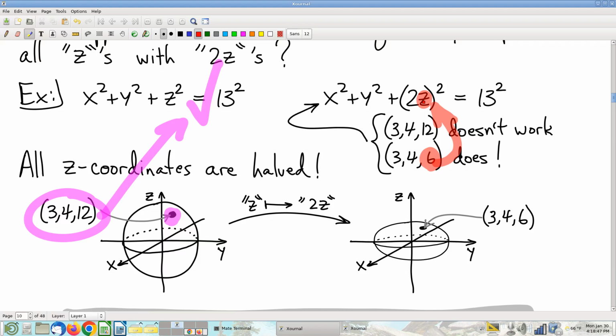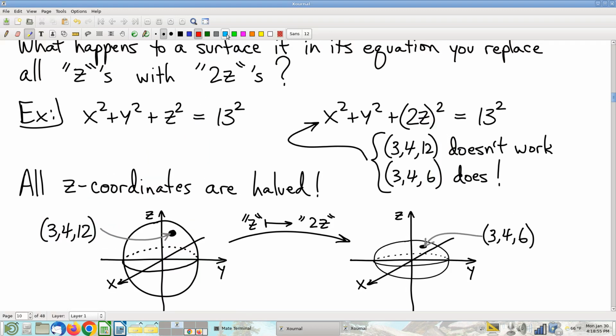Everybody kind of see what happened there? So in some sense, I'm going to choose to think of it this way anyway, the action of replacing every z with 2z, what that does is it takes the actual z coordinates and divides them by 2. What had been a 12 turns into a 6. It's like we are therefore squishing the surface by a factor of 2 in the z direction. Is that cool?